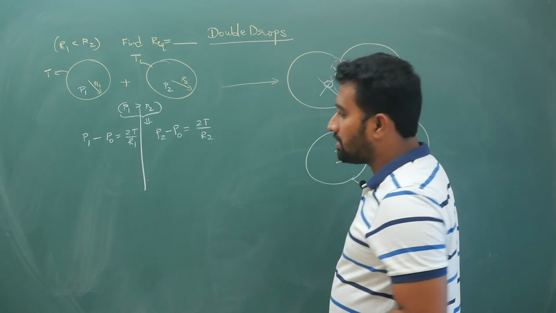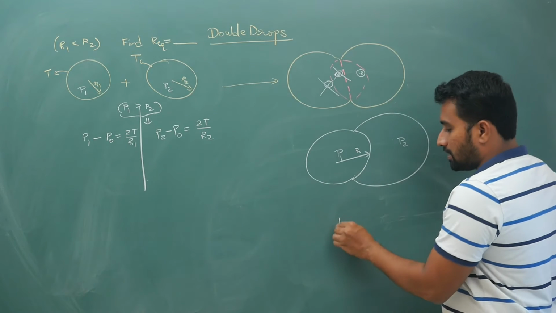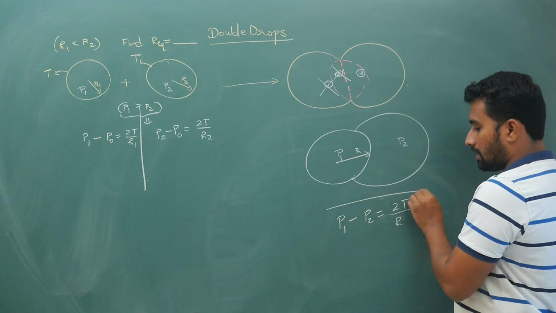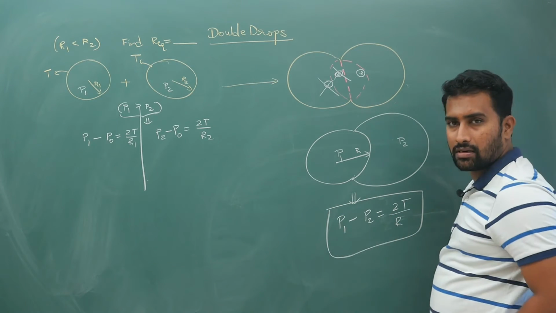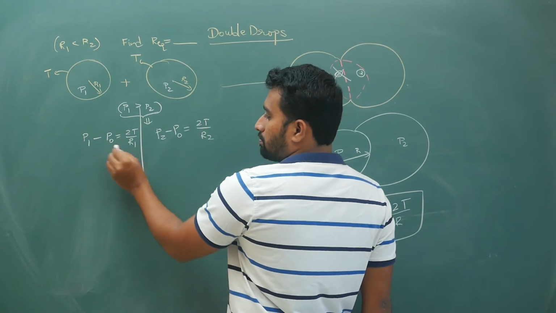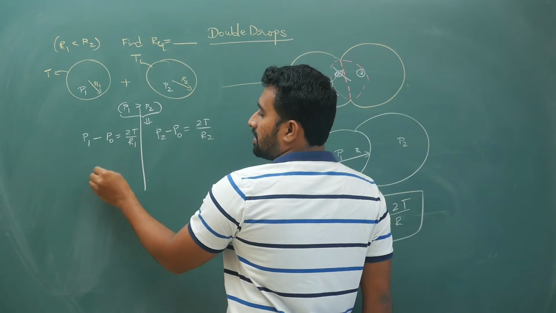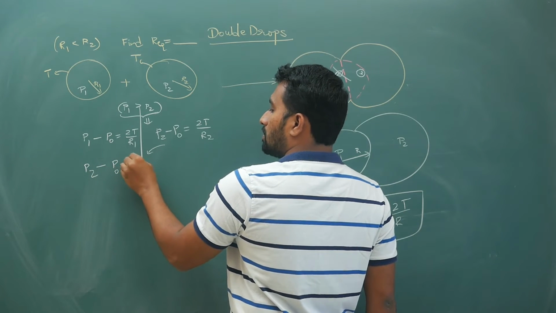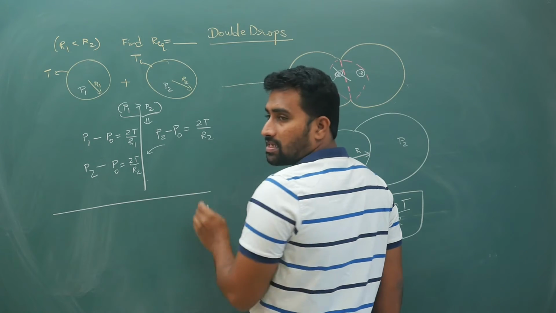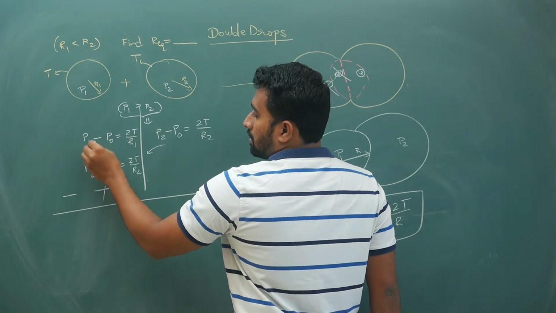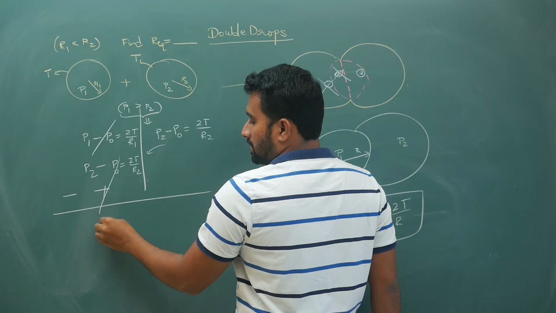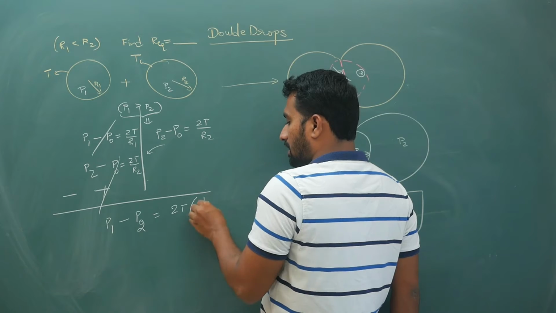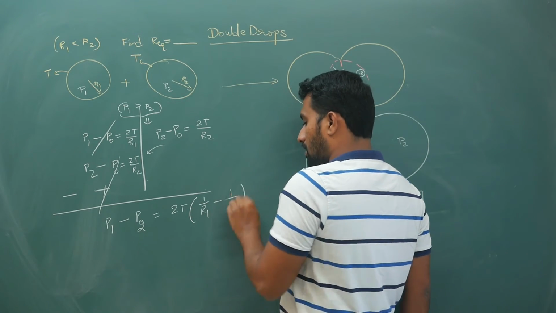Now from here, P1 minus P2 is 2 times surface tension T by R. This is from the equivalent figure. Now from these two I have to derive this. P1 minus P0 is 2T by R1. Bring this to this side. P2 minus P0 is equal to 2T by R2. So you subtract it, P0 minus P0 will cancel off. You are going to get P1 minus P2 is equal to 2T times 1 by R1 minus 1 by R2.